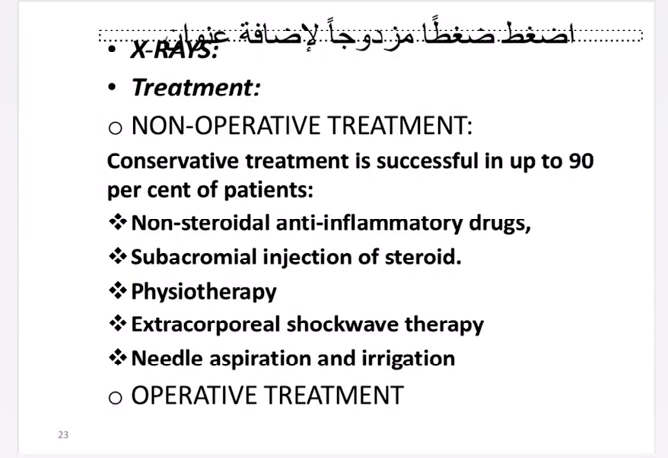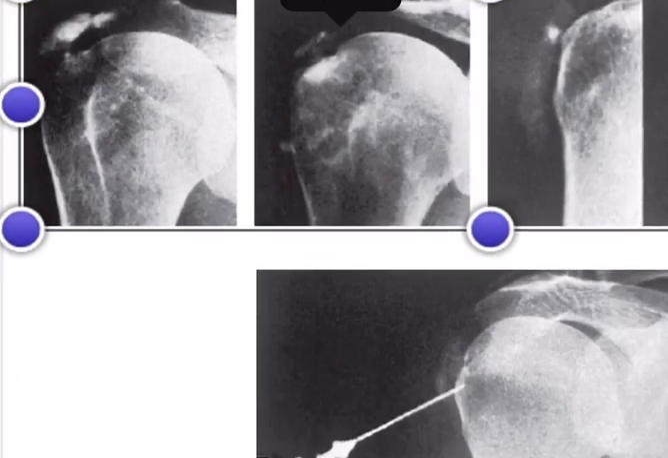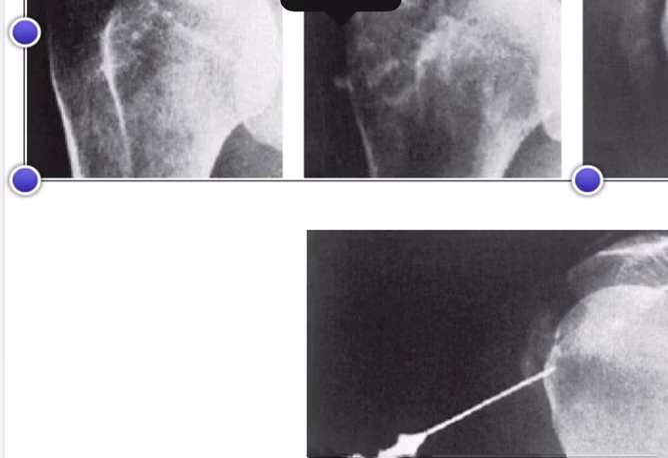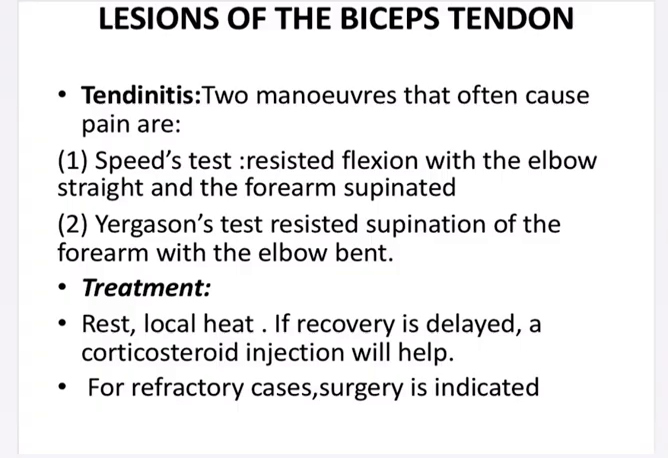In operative treatment, we drain the calcific material openly by surgery. In fact, what we imagine is that the calcific material is hard, but in acute stage of calcific tendinitis we find the calcific material in fluid form. This picture shows the site of calcification just above the greater tuberosity and the maneuver of aspiration and irrigation of calcific material, which is a type of conservative treatment.